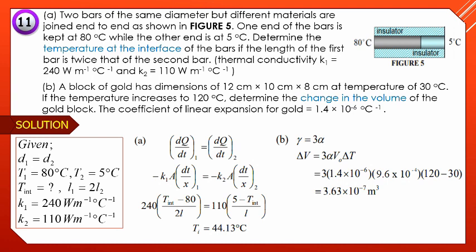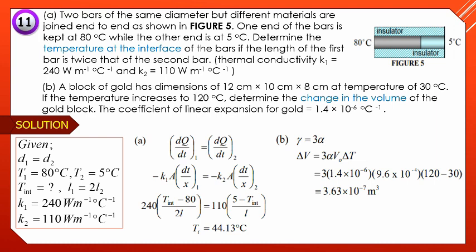For question 11a, two bars of the same diameter but different materials are joined end to end as shown. One end of the bar is at 80 degrees Celsius and the other end is at 5 degrees Celsius. We need to determine the temperature at the interface if the length of the first bar is twice that of the second bar. Because both bars are insulated, it is in a steady state condition.